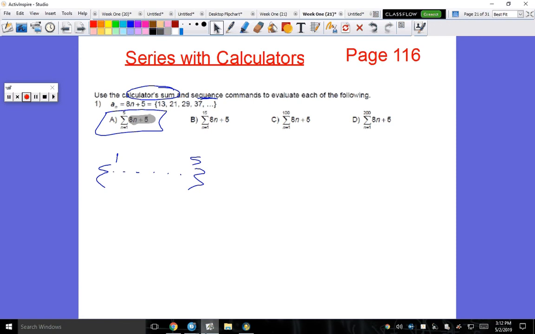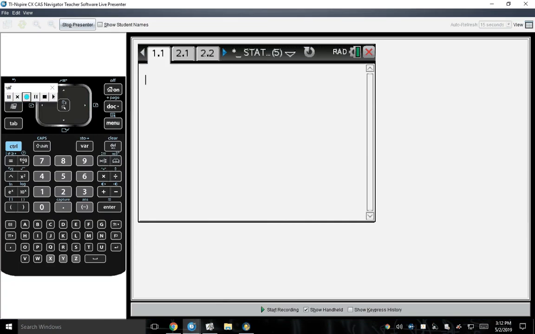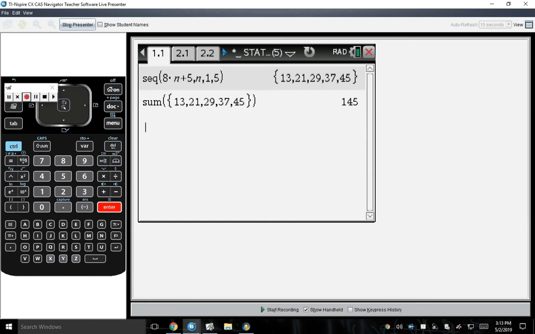Okay. Here we go. So I'm going to list out 8n plus 5 right here on my calculator. SEQ. The equation is 8n plus 5. What's my variable? N. Comma. What's the ones that I'm wanting to show? The first, comma, all the way to the 5th. And press enter, and there you see it. Now, if I wanted to add all those, which is what I'm trying to do, you can press SUM for sum. You can go up there and press enter to grab and copy, and it will actually add all of those things together and give you 145.